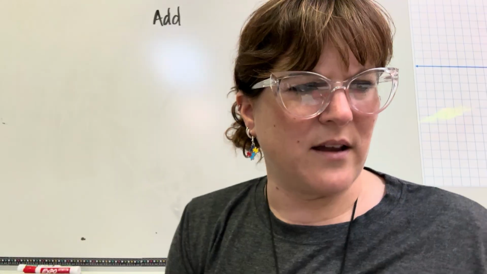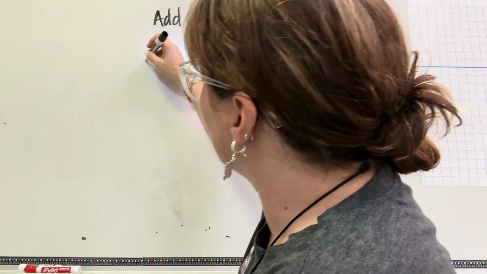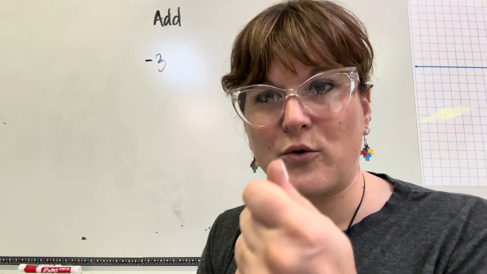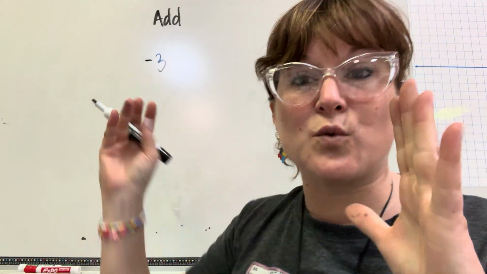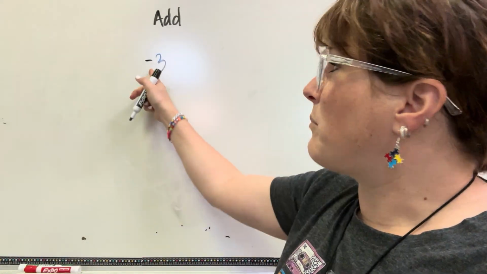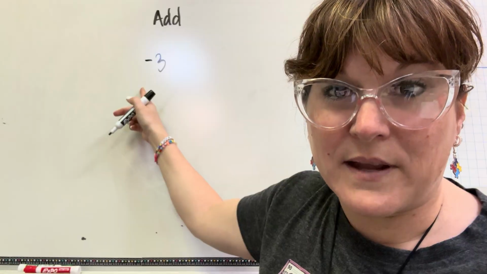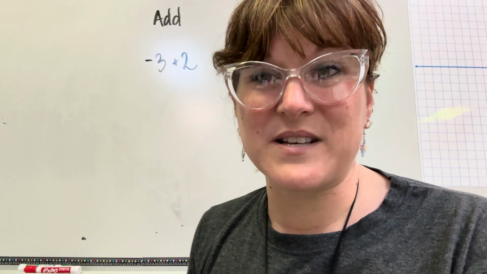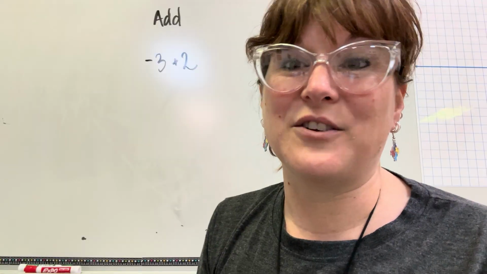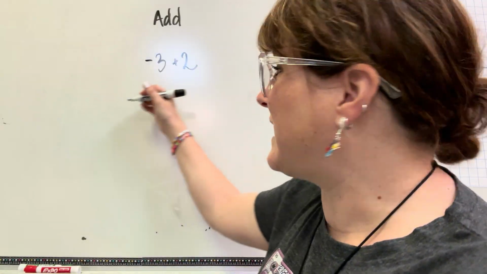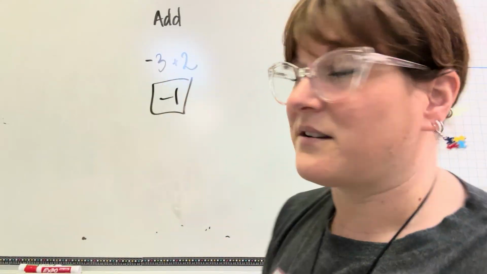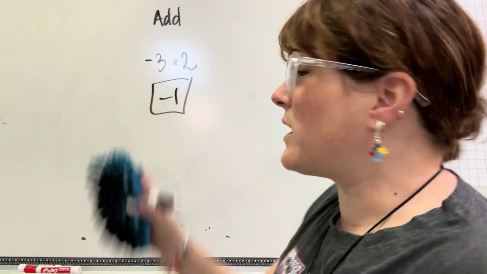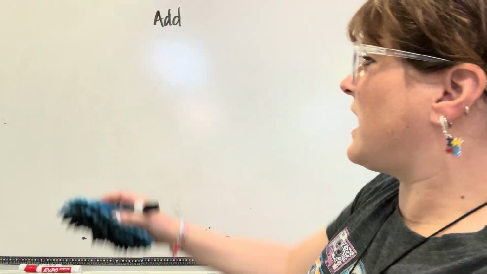Think of it this way. If I borrow $3 from mom, this is real life math, but then dad gives me 2, do you think mom's going to want some of that money? Yeah, you're going to pay that debt. And then how much do you owe mom? You owe mom 1. That's one way to look at it.